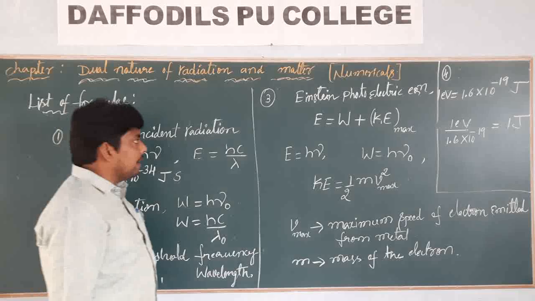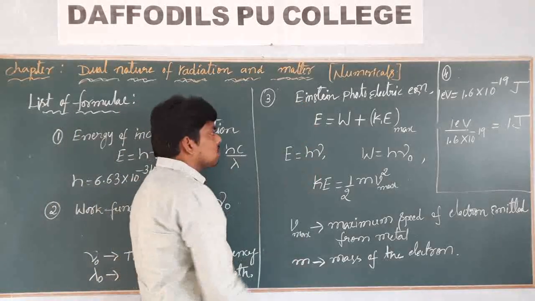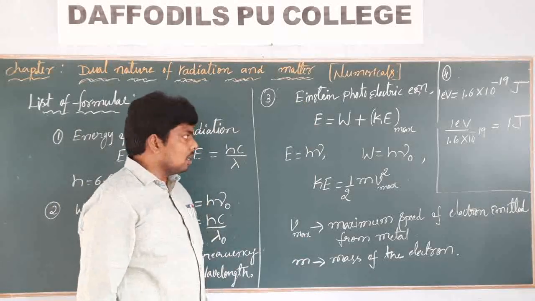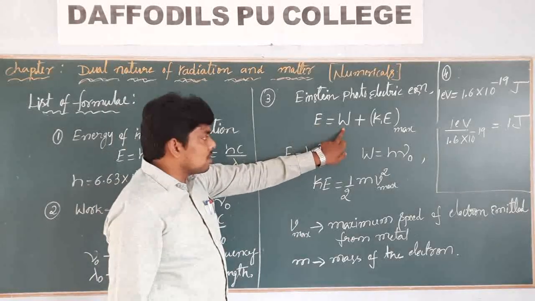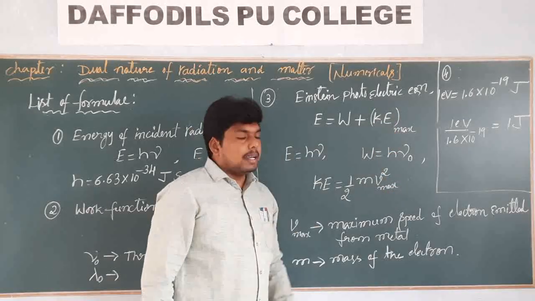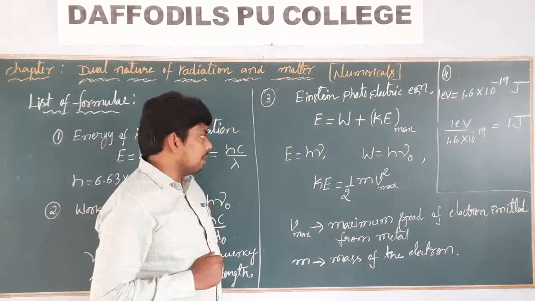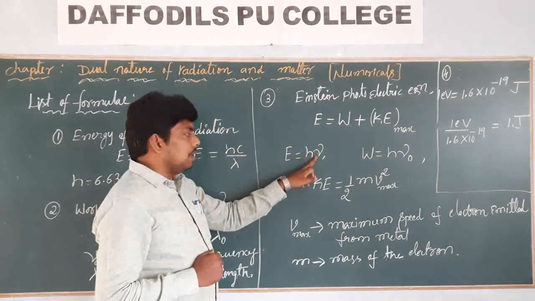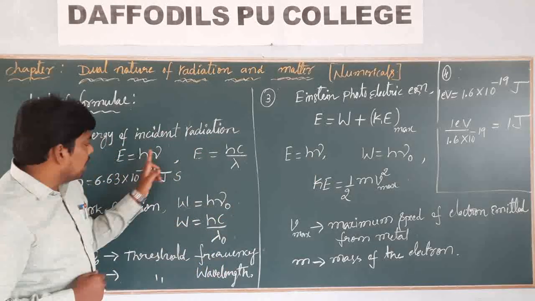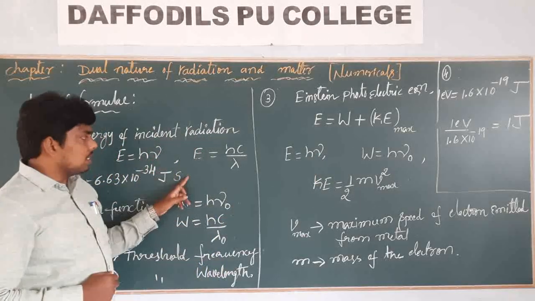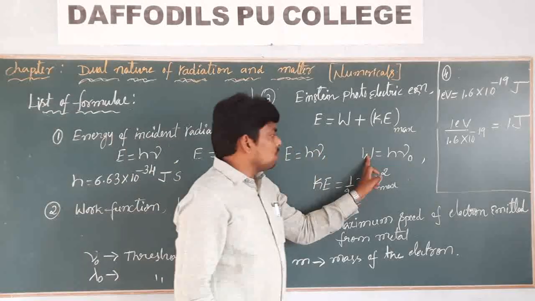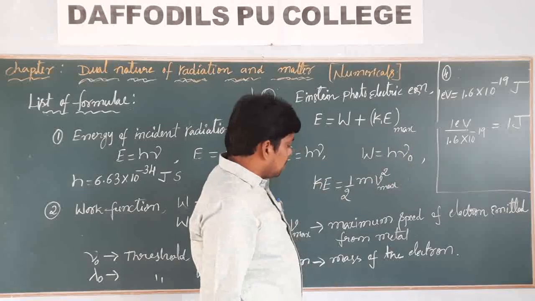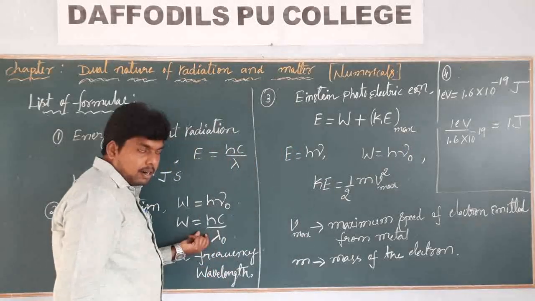Next, important equation, that is Einstein photoelectric equation. What is that one? Total energy is equal to work function plus maximum kinetic energy of the emitted electron. Energy is equal to what? H nu. Here we already have one. Energy is equal to h nu, or else you can take the energy is equal to hc by lambda. Work function is equal to what? H nu naught, or else you can take hc by lambda naught also.